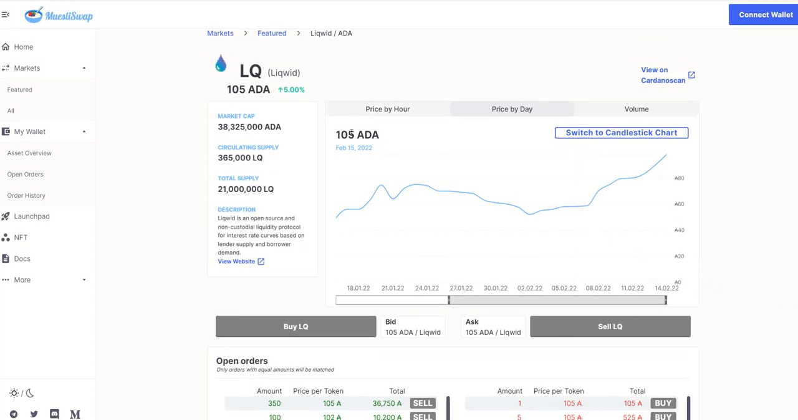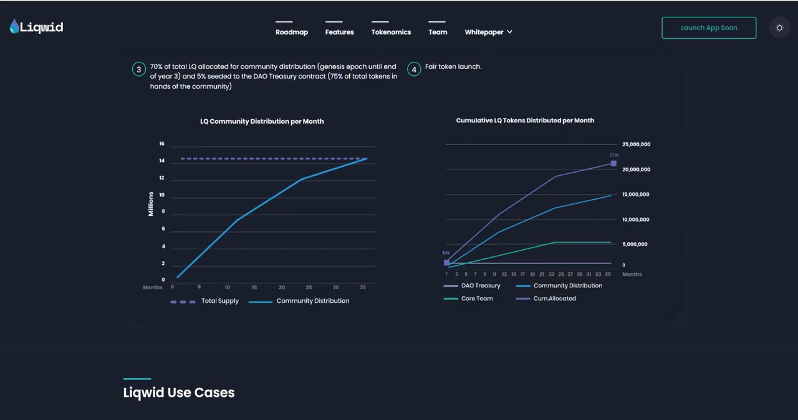Okay, so if we look at it, a 365,000 LQ supply gives us a $38.325 million market cap, which isn't really that much. But when the protocol actually does launch, we want to be aware of where things can actually go. So let's look at this.